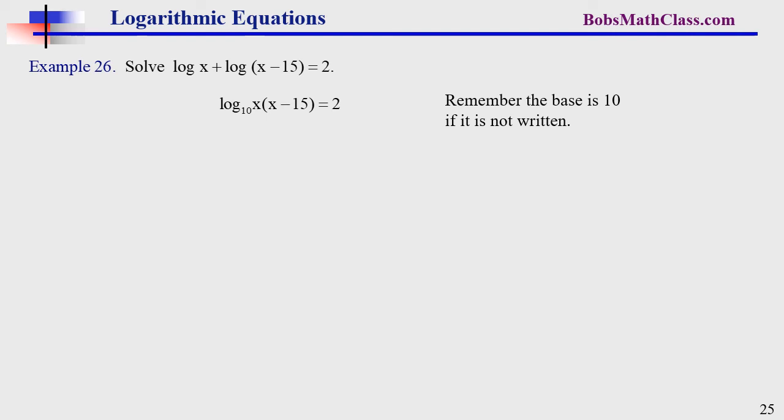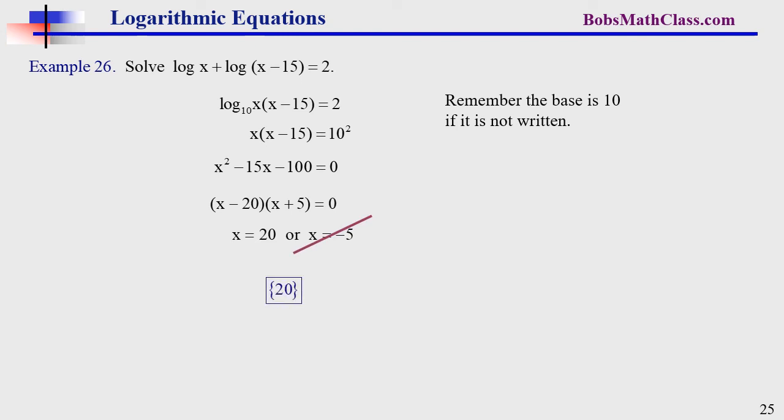All right, now we could change it to exponential form. So that gives us x squared minus 15x minus 100, because 10 squared is 100. So 100, 20 and 5, I think so. Yeah, 20 times 5, minus 20 plus 5. That gives us two answers, 20 and -5. Which one doesn't work? Right, the -5. So our answer is only 20. Okay, hang in there, we're almost done.